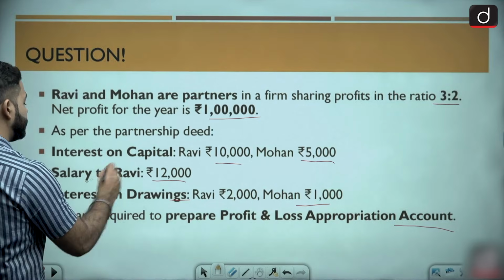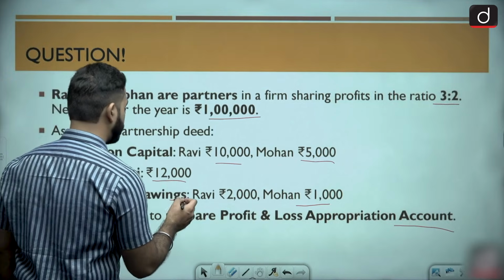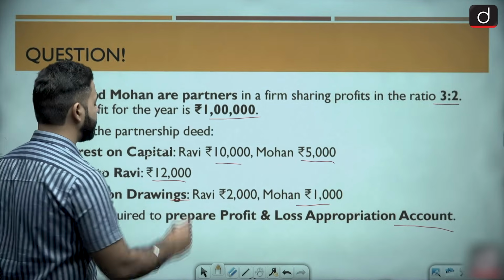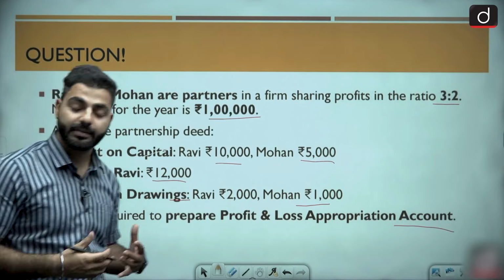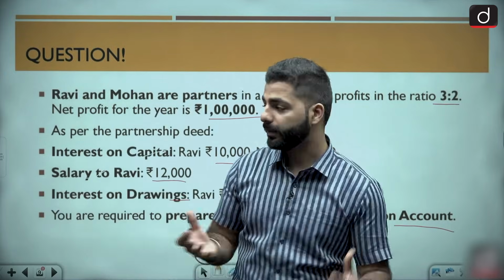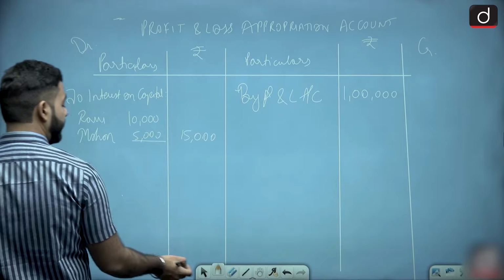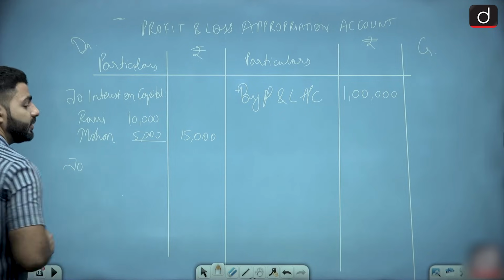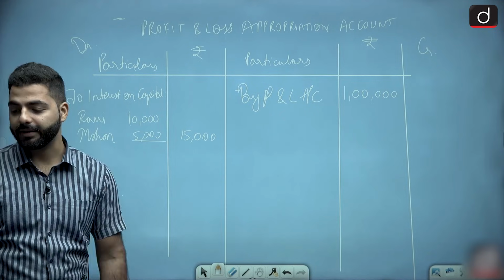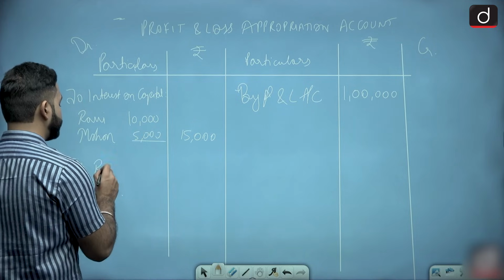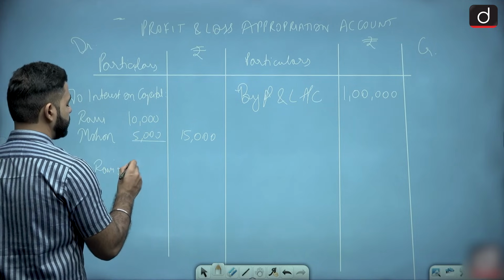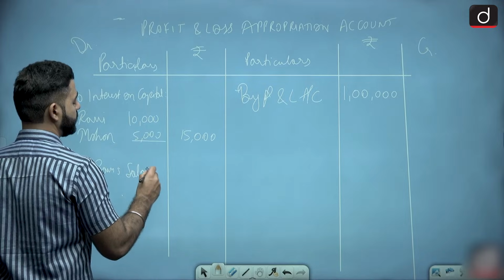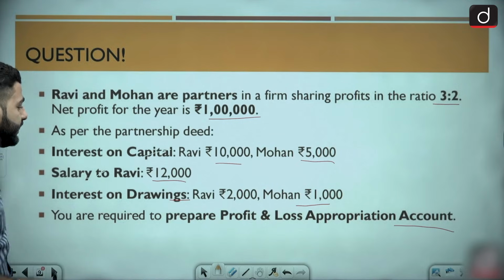Second, what does the question say? It says, so this is done, salary to Ravi. Salary to Ravi is 12,000. Again, this is what we have to pay through the profits. Again, debit side. So we will write here to salary to Ravi, to Ravi's salary, you can say. How much is the salary? You can see 12,000.